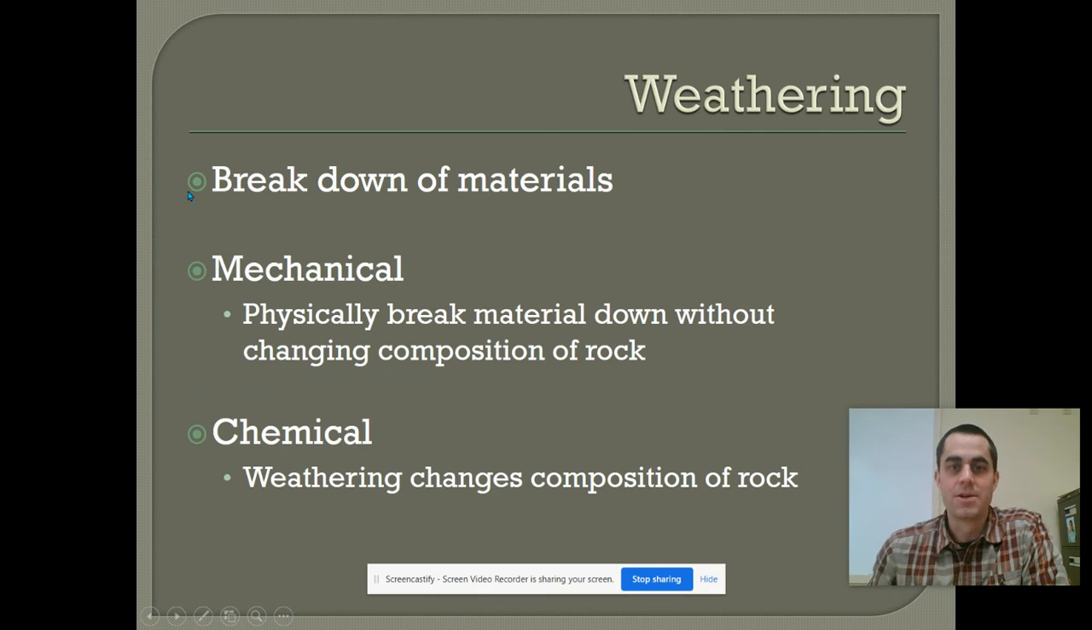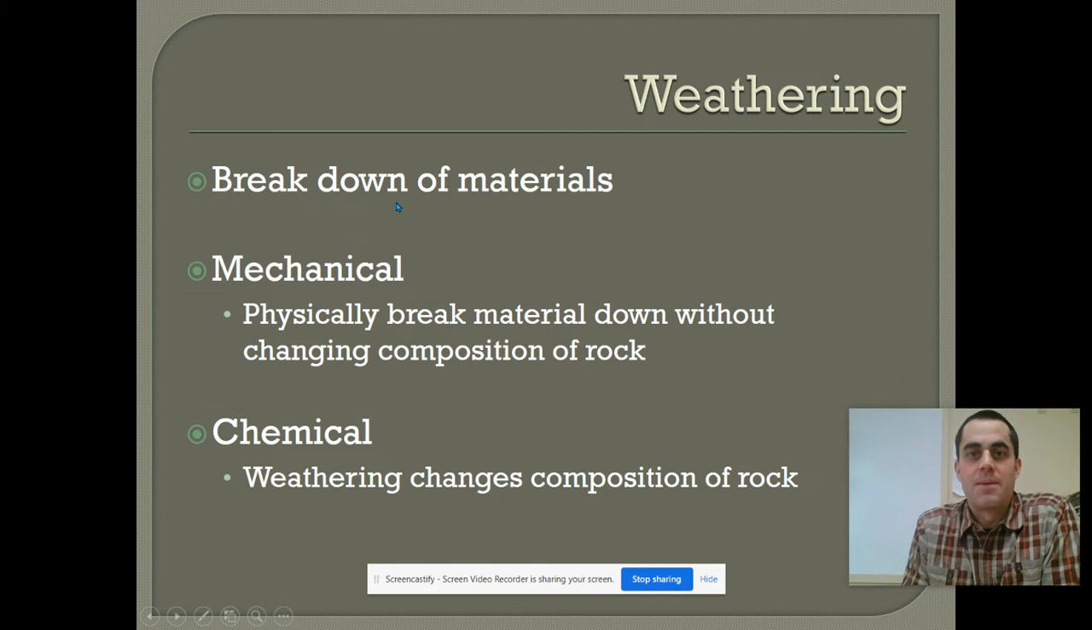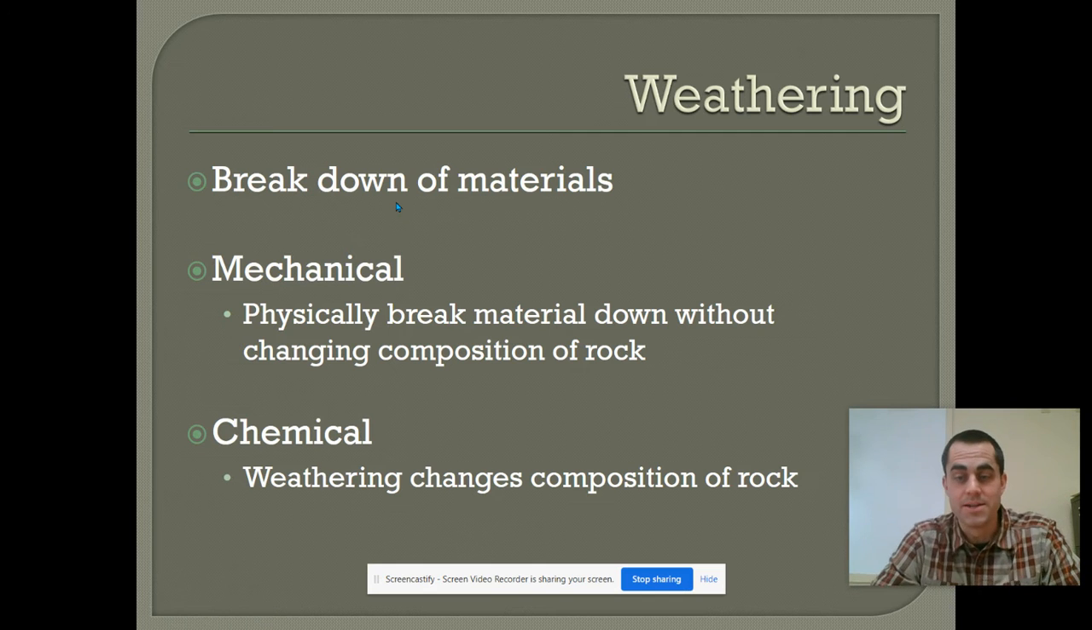So here we go. Weathering is the breaking down of materials, and this happens from the actual weather, from rain and from freezing and from the movement of objects downhill. They continue to break down. And there's two main types.